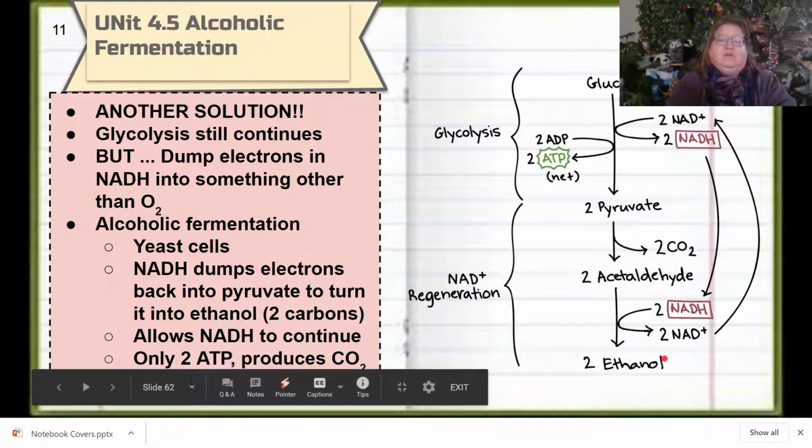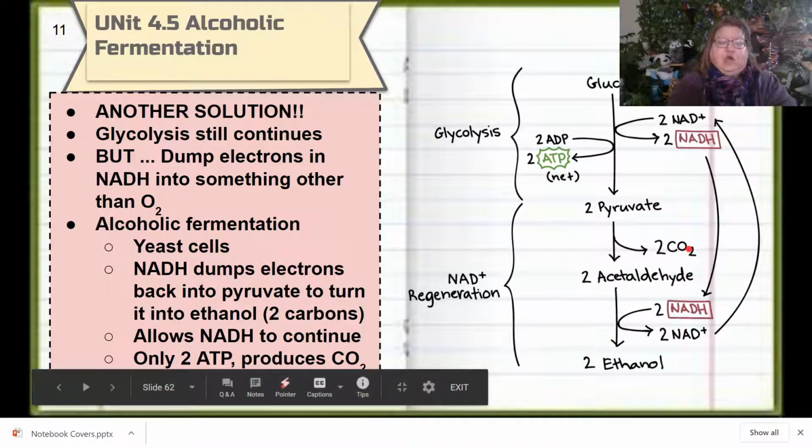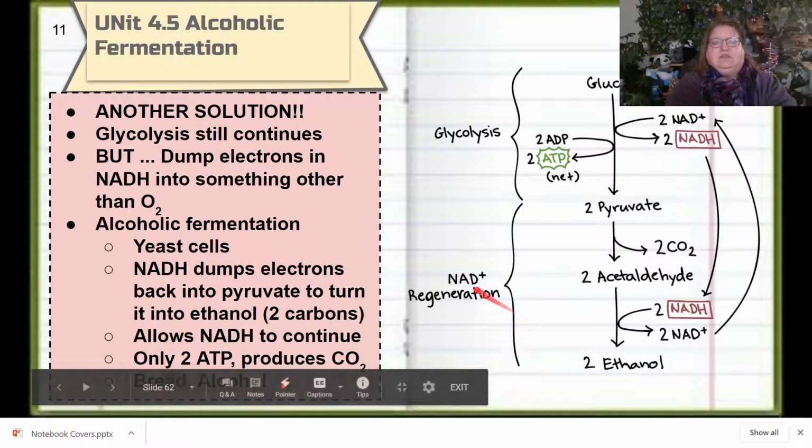breweries make for alcoholic beverages. Ethanol, same thing when bread rises, and we're producing carbon dioxide. So yeast cells can do alcoholic fermentation where they can continue to undergo glycolysis, still get 2 ATP from this process, but we're still able to continue doing it because we can get rid of the NADH and still recycle it. So again, the problem comes when we don't have oxygen.